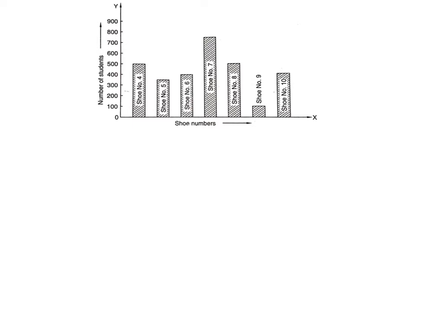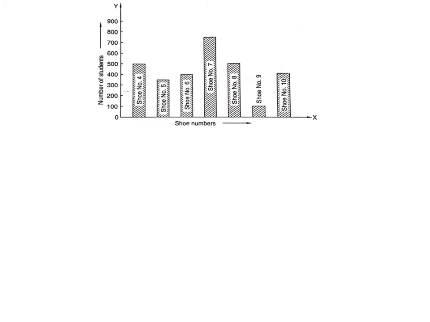Now see, in this bar graph, shoe numbers are on the x-axis, and the y-axis denotes the number of students. If you study it clearly, for shoe number 4, the number of students is 500. For shoe number 5, the height of the bar is between 300 and 400. So here you will take shoe number 5 as 350.